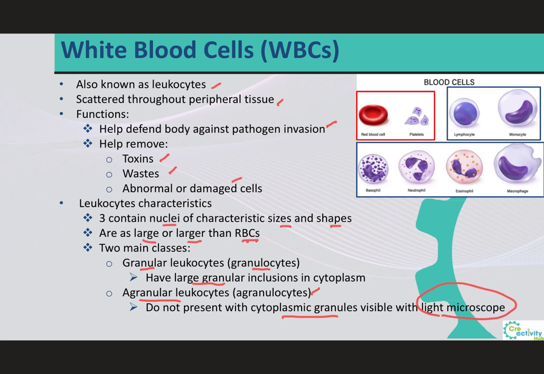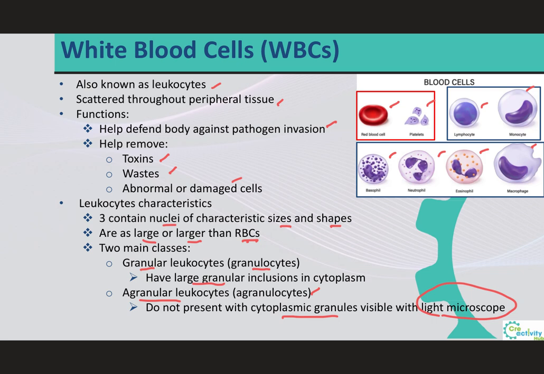granules. And on this image, we can see all the blood cell types. The two that are in red are not part of the white blood cell population. Here are the red blood cells and the platelets. The ones that are part of the white blood cells are the lymphocytes, the monocytes, basophil, neutrophil, eosinophil, and macrophages. The ones that we will cover in this lecture, again, are the granulocytes.